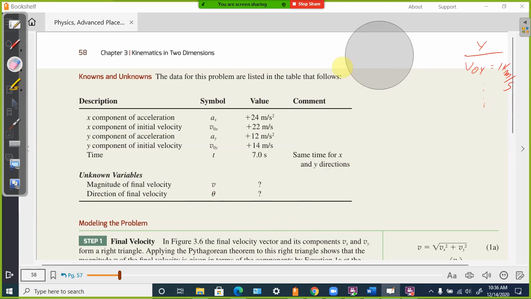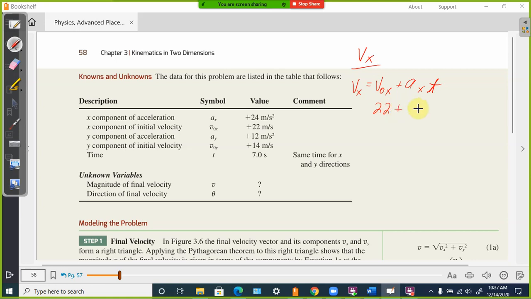So what we're going to do in this problem is go back and examine all of our equations and come up with an equation that works. One of the equations that would work, especially to find my Vx, is for final velocity. So I'm looking at V in my x direction is equal to V0x plus axt. Well, I know that my V0x is 22 plus 24 times 7. And that's going to give me my Vx.